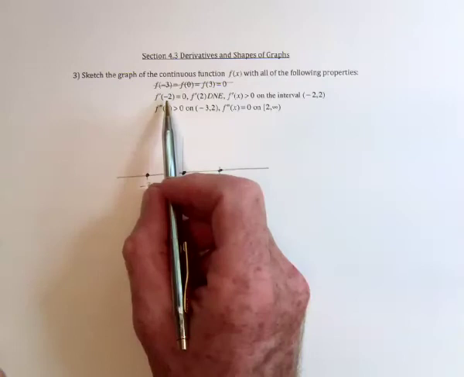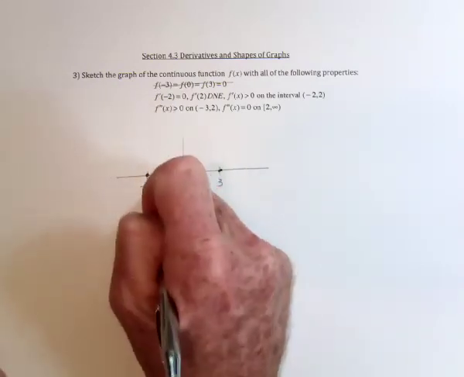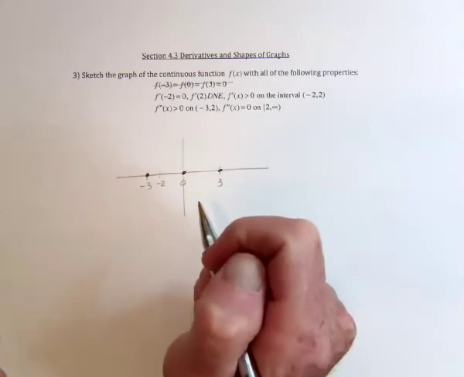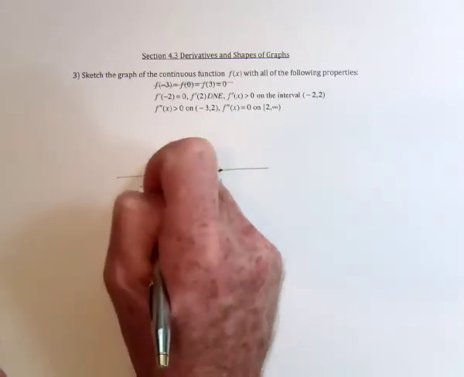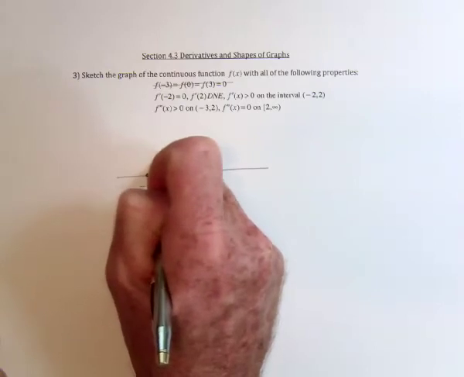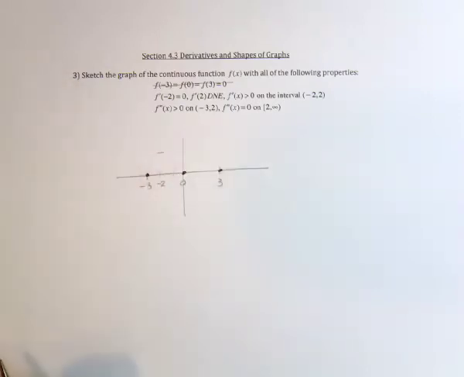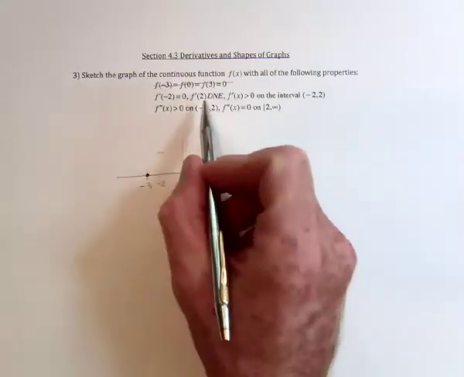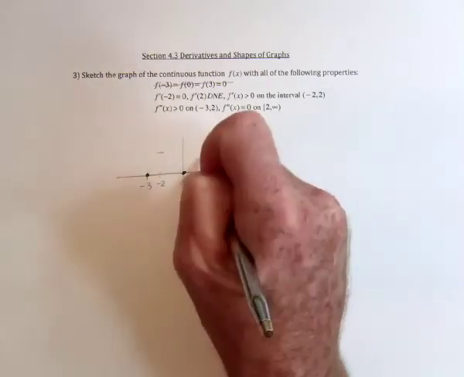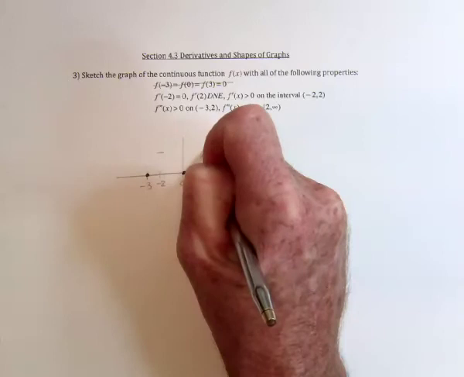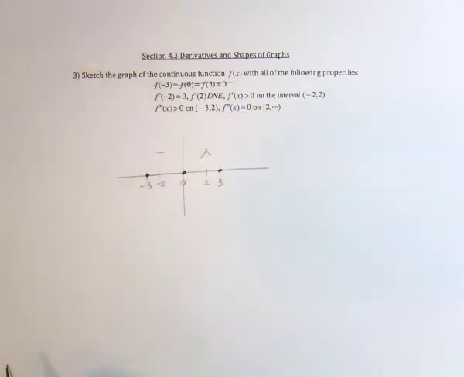Next, at -2, the derivative equals 0. So at -2, it doesn't say what the y value is, but the derivative equals 0. So I'll just put it up here. Derivative equals 0 means that it's got a horizontal tangent line. So I'll just represent that with a little tiny horizontal tangent line right there. The derivative at +2 does not exist. So that could be something like a cusp.